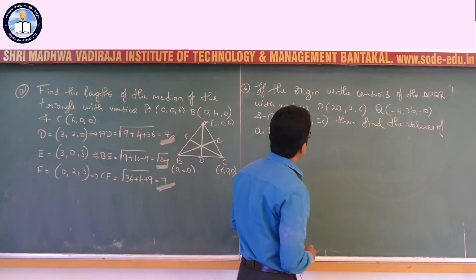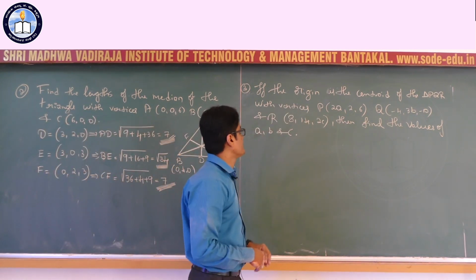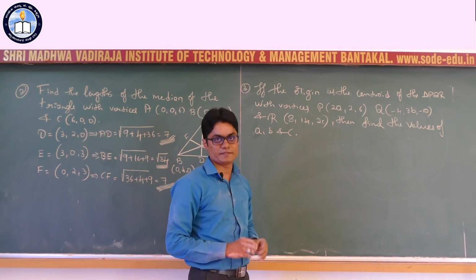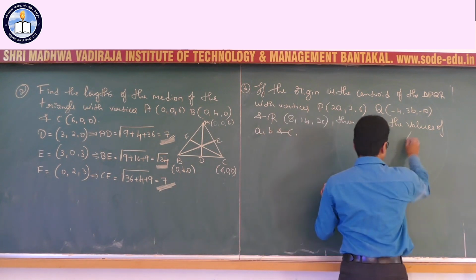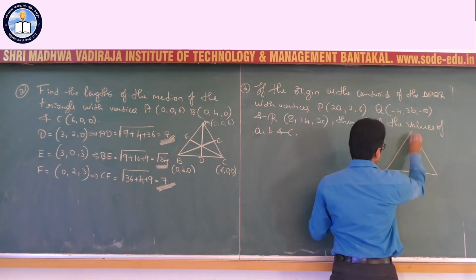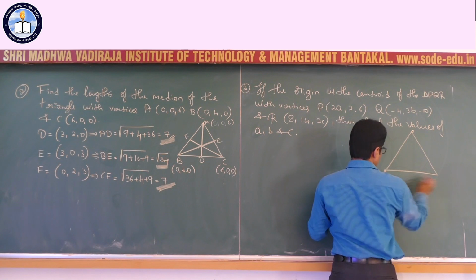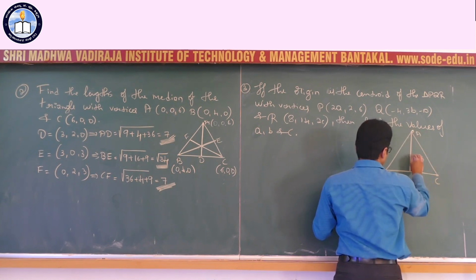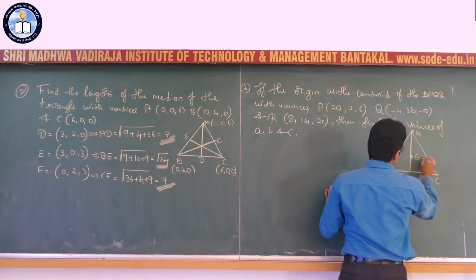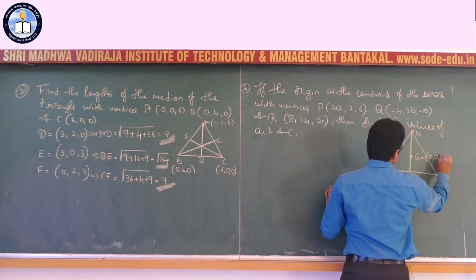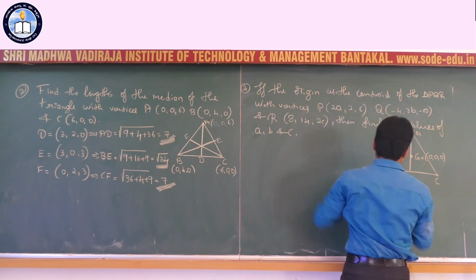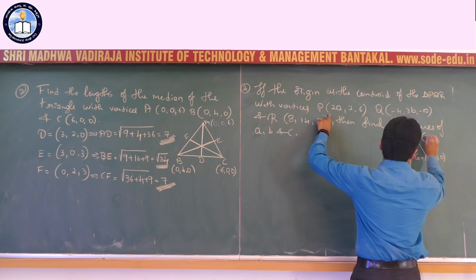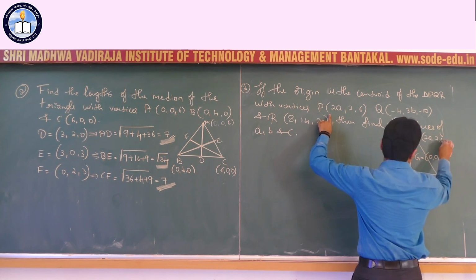Next question. If the origin is the centroid of the triangle PQR with the vertices PQR given, then find the values of A, B, C. This is also very simple. Observe carefully. A is known, B is known, C is also known. And even the centroid is given: the origin is the centroid. What are the coordinates of A? Coordinates of A will be 2A, 2, 6.